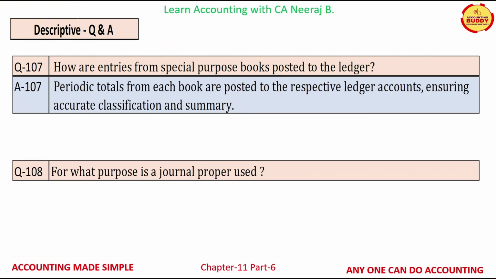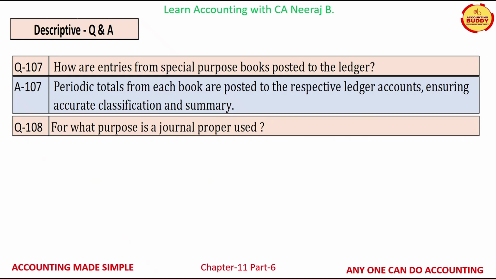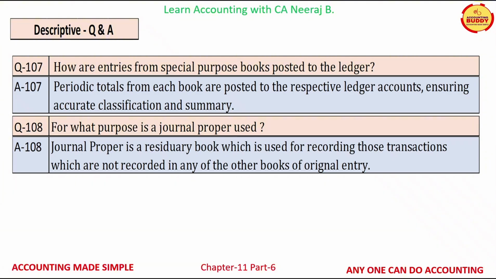Question number 108. For what purpose a journal proper is used? And the answer is journal proper is a residual book which is used for recording those transactions which are not recorded in any of the other books of original entry.